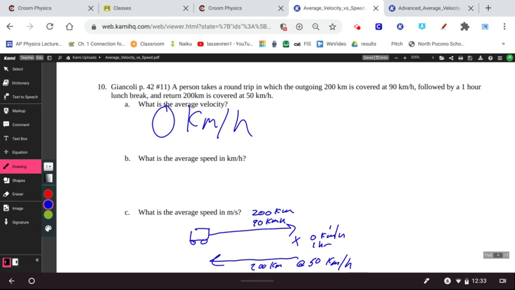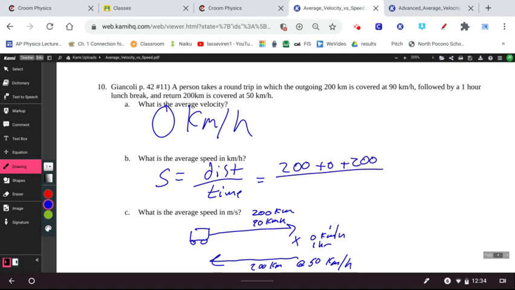Speed, though, is going to be a little different, and we need to figure out what the times are, because we don't have time here, right? We know that 200 kilometers at 90 kilometers per hour, what's the time? Because to figure out the speed, we need the distance divided by the time. We know that the distance is 200 plus 0 plus 200, but what are those times? And so speed is also equal to distance divided by time, or time is equal to distance divided by speed. And so we could figure out the time.